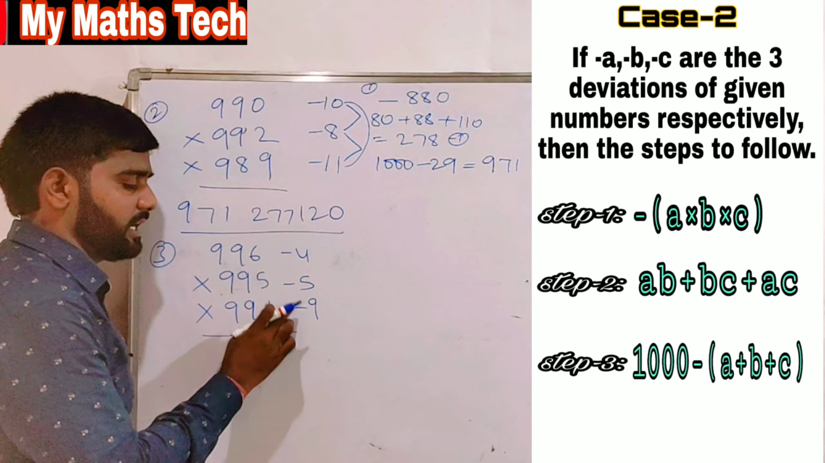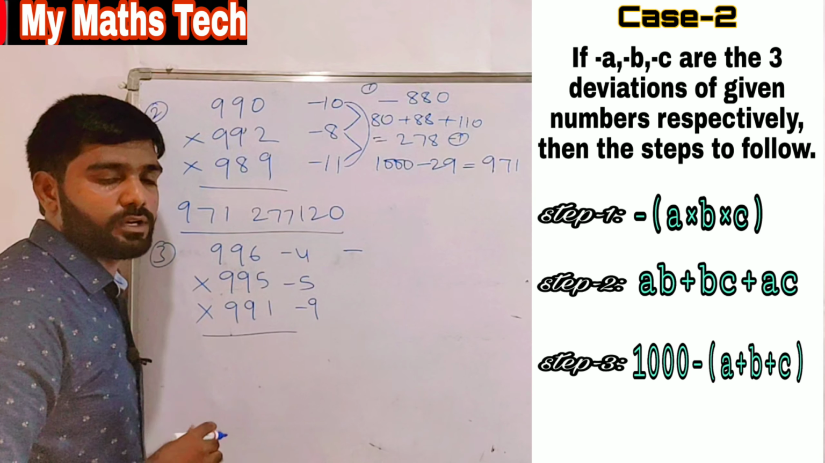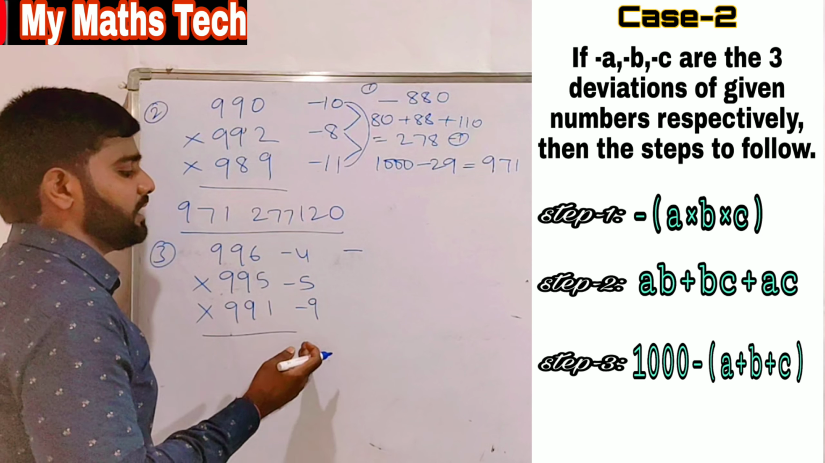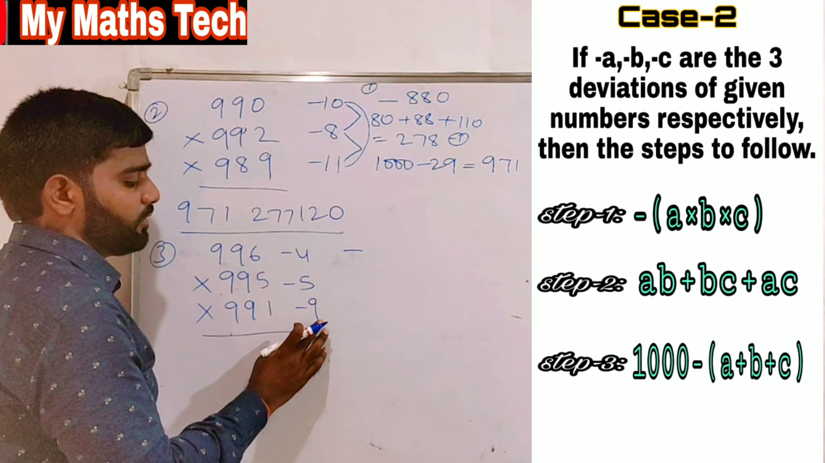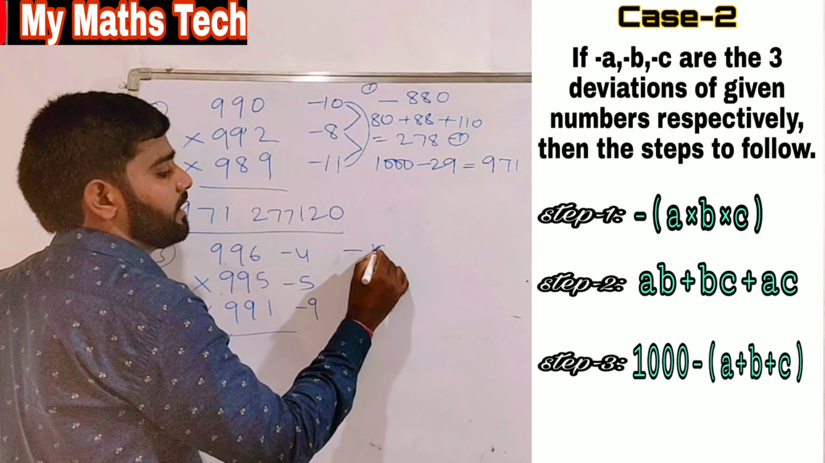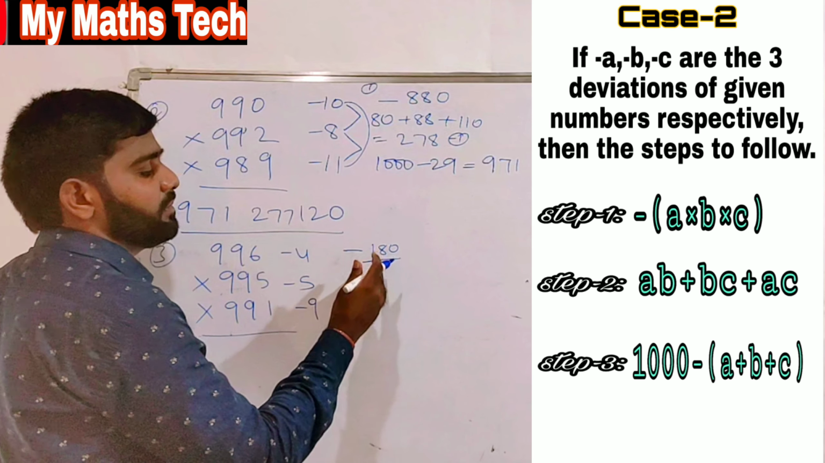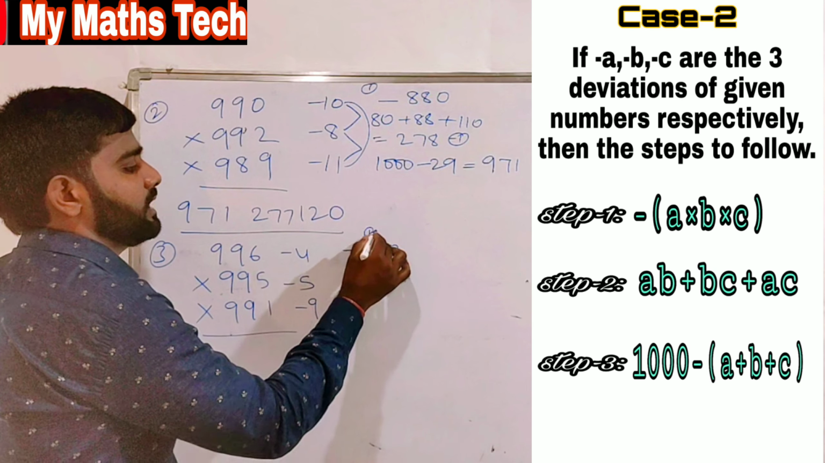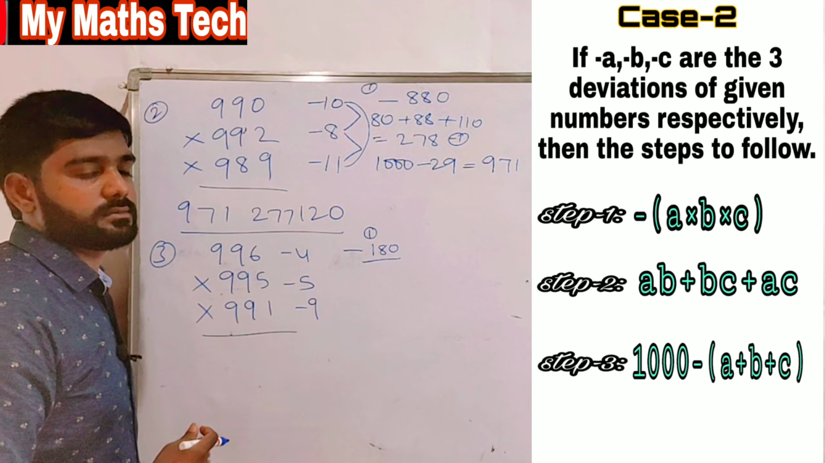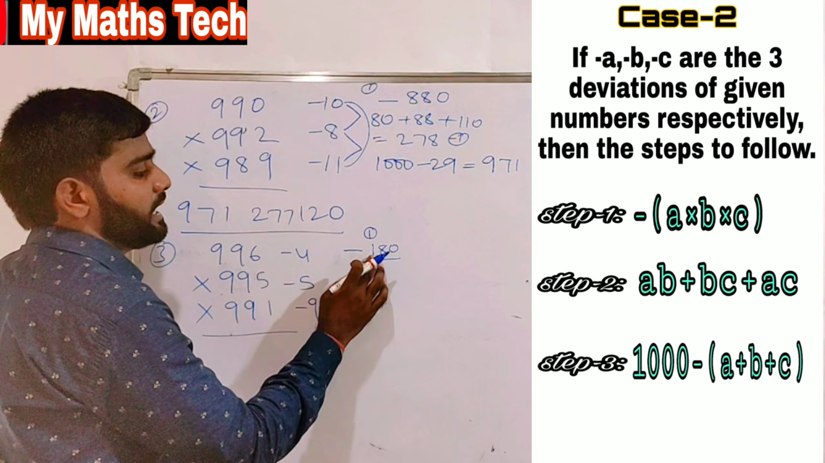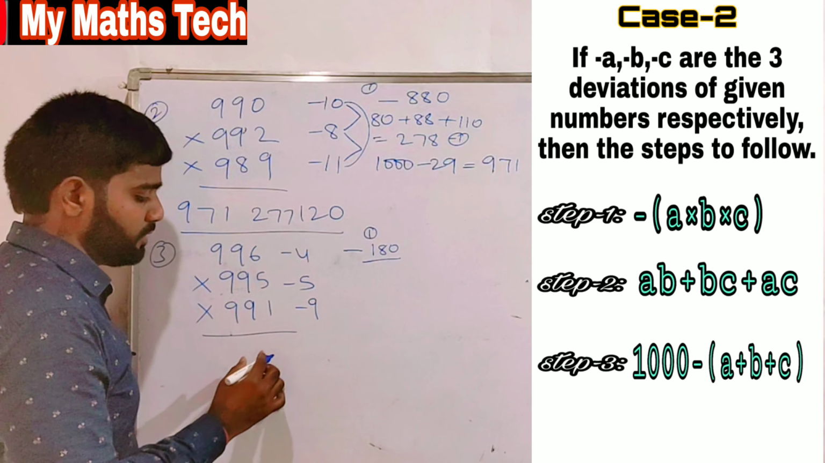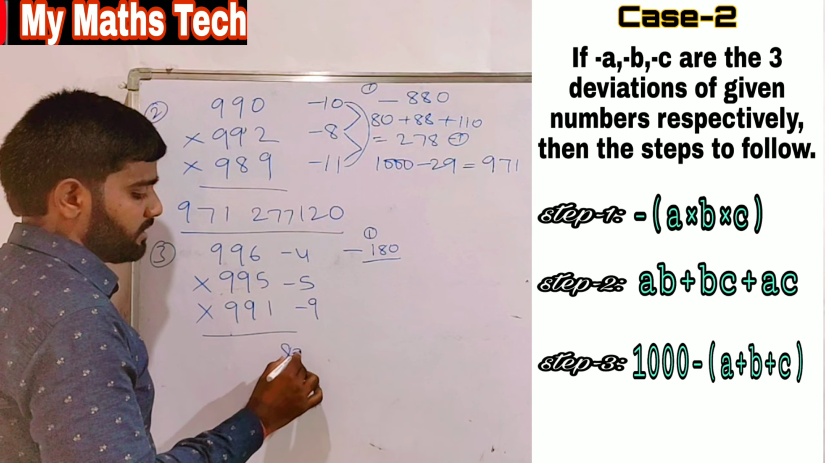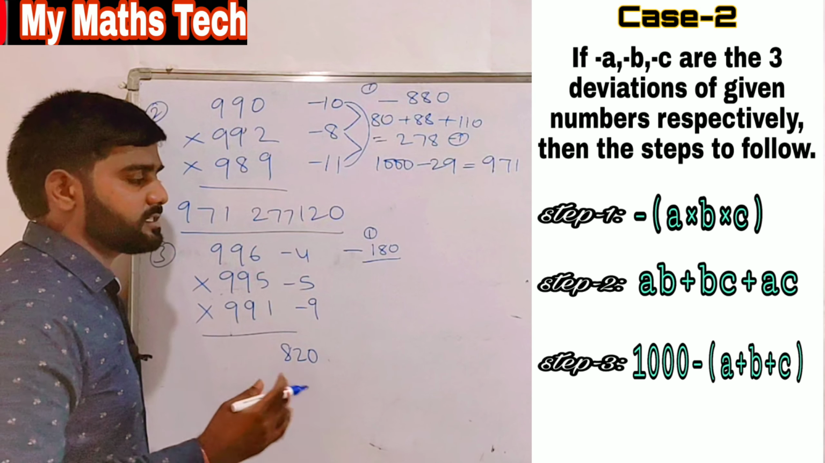Then the first step is the product of three deviations. Minus into minus into minus is minus, because the product of three negative numbers will be negative. 4 5s are 20, 20 9s are 180. This is the negative number. We have to subtract it from 1000, so for that we have to take one borrow from the fourth place. 1000 minus 180 is equal to 820. So the first step is completed.